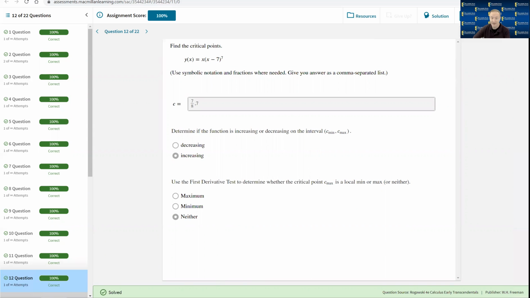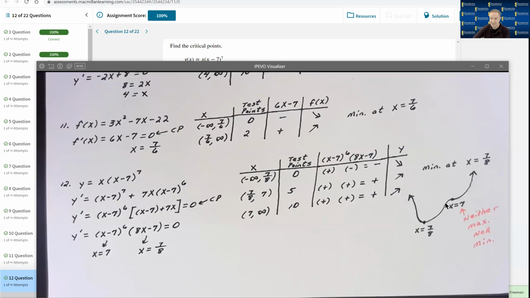Later on in the next section, we'll be calling 7 an inflection point. It's a point where the graph changed concavity. It would be concave down before and concave up after. But that's for the next section.